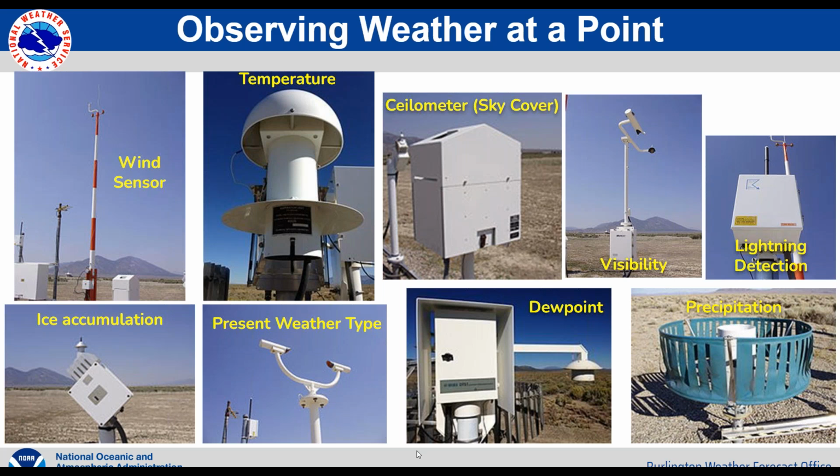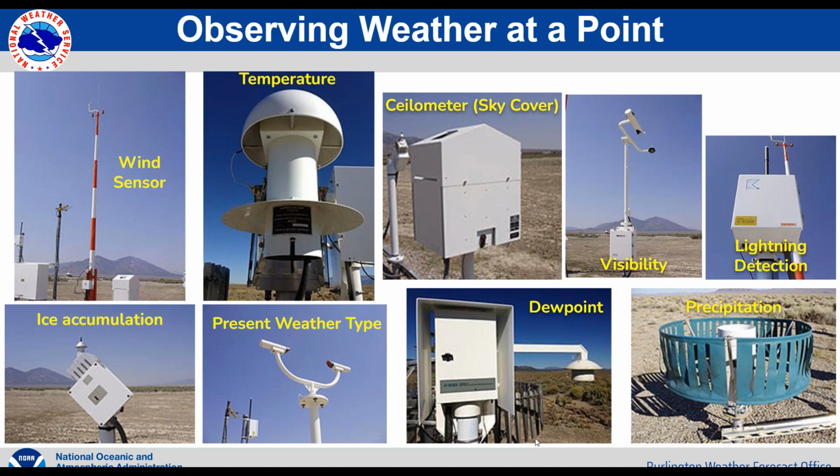Our ASOS, or Automated Surface Observing Systems, observe weather at a point in very high detail. There are things from wind sensors to ice accumulation sensors, present weather types, temperature, dew point, visibility, lightning detection, and precipitation. They cover a lot of different pieces of information, but they do so at one point.